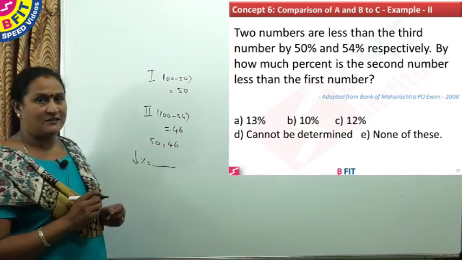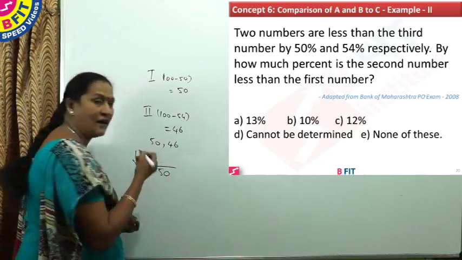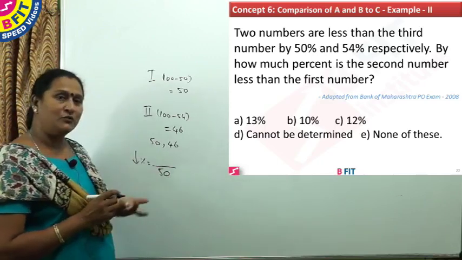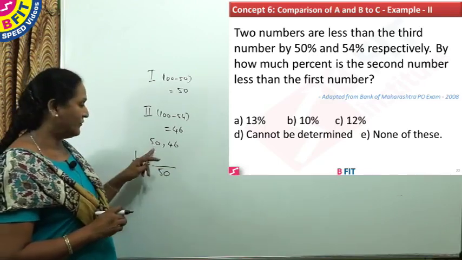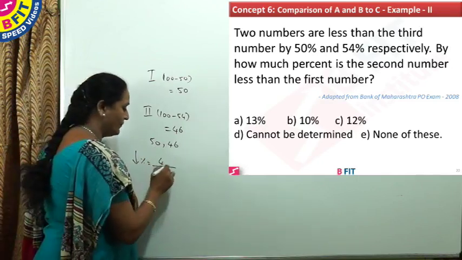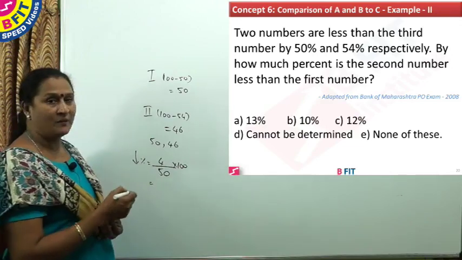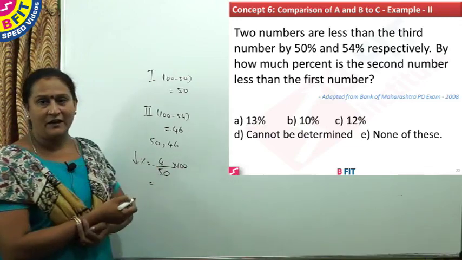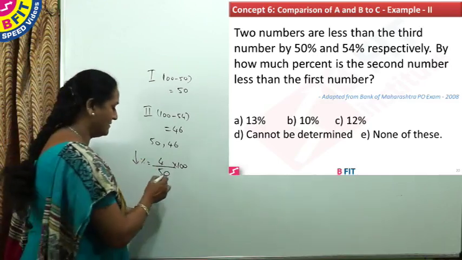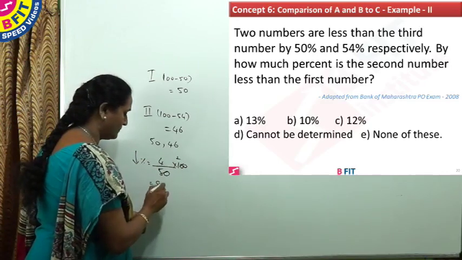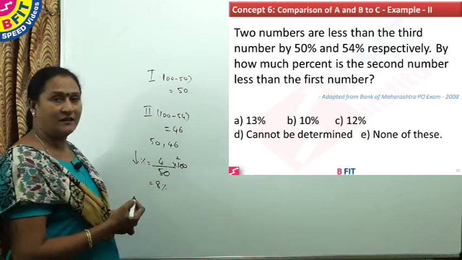Whenever decreased percentage or less percentage is asked, write the higher value in the denominator. For the numerator, it is always the difference. By how much is it less? 4 points less. So 50 minus 46 is 4, into 100, over 50. Now, by what percent is the second number less than the first number? Just simplifying, we get the answer. Within seconds we can get the answer here. It is 8%. The second number is 8% less than the first number.